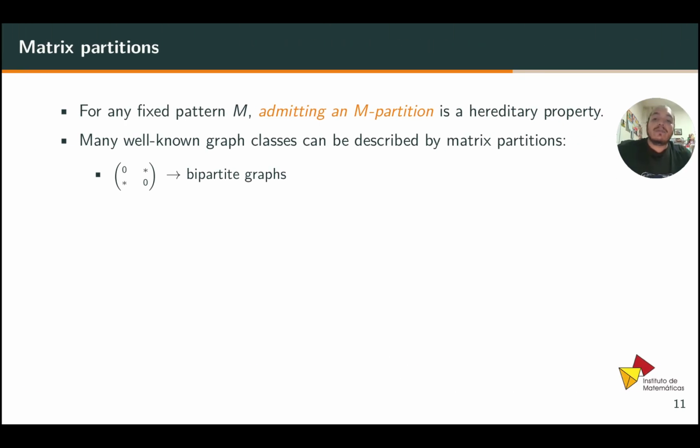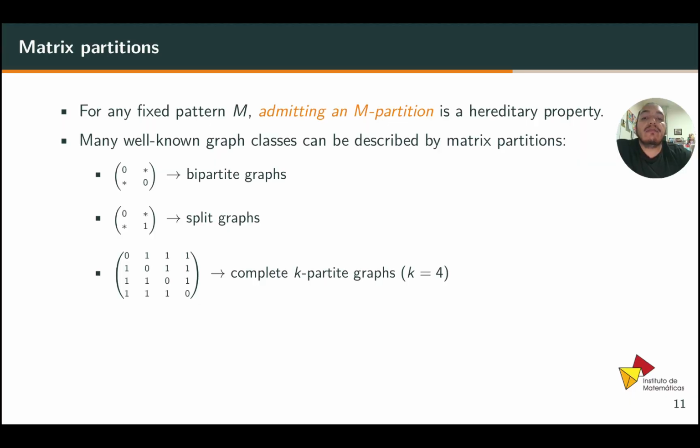For example, the class of bipartite graphs is precisely the class of graphs that admits a partition with this pattern. Here we have an independent set, another independent set, and there is no restriction between the adjacencies on these two subsets of vertices. Also, we have, for example, the split graphs, a partition into an independent set and a clique and no restriction between them. And some other examples are the complete k-partite graphs. In this case k equals 4, and the k-l graphs or k-l colorable graphs, which is a partition into k independent sets and l cliques and no restriction between different parts of the graph.